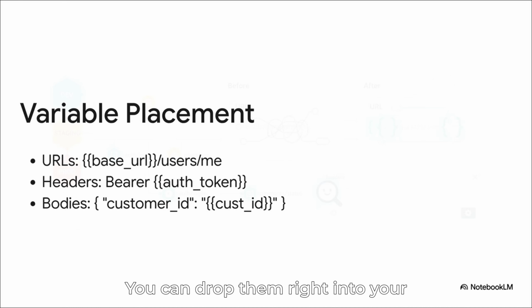You can drop them right into your URLs to instantly swap out the workspace domain. You can put them in your headers, like injecting a bearer token so you literally never have to manually paste a massive alphanumeric string ever again. You can even wrap them in quotes inside your JSON request bodies to dynamically swap out customer IDs based on whatever environment you're in. It's super versatile and it keeps your requests looking perfectly clean.